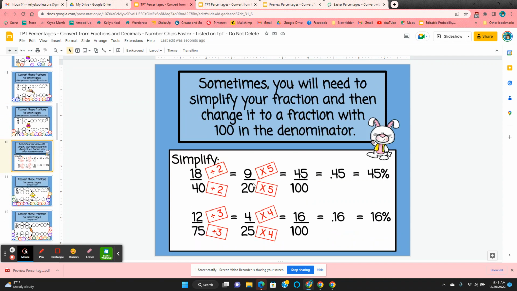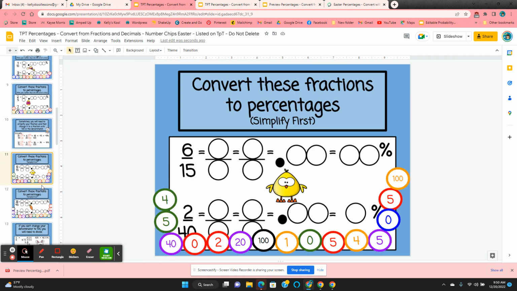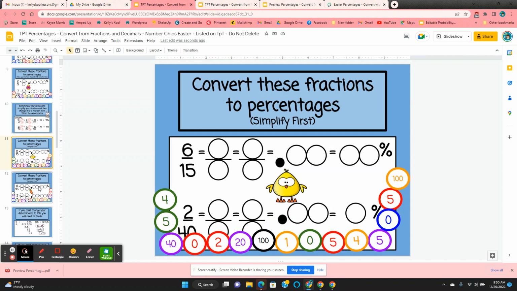Sometimes they can't directly multiply and get 100 in the denominator, so they may have to simplify first. So here they simplified 18/40ths by dividing numerator and denominator by 2. That gives them 9/20ths. Now they can convert it to an equivalent fraction with 100 in the denominator. So they're going to get a couple slides to practice that, and again, they're going to use every single number chip.